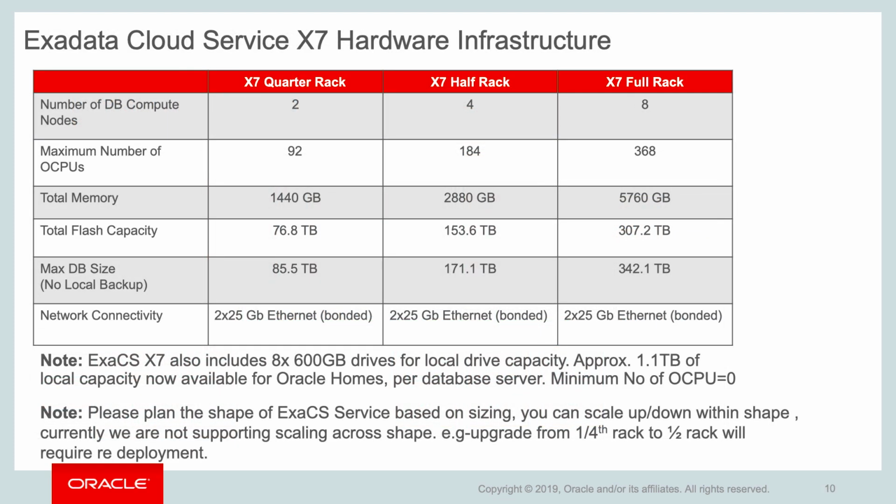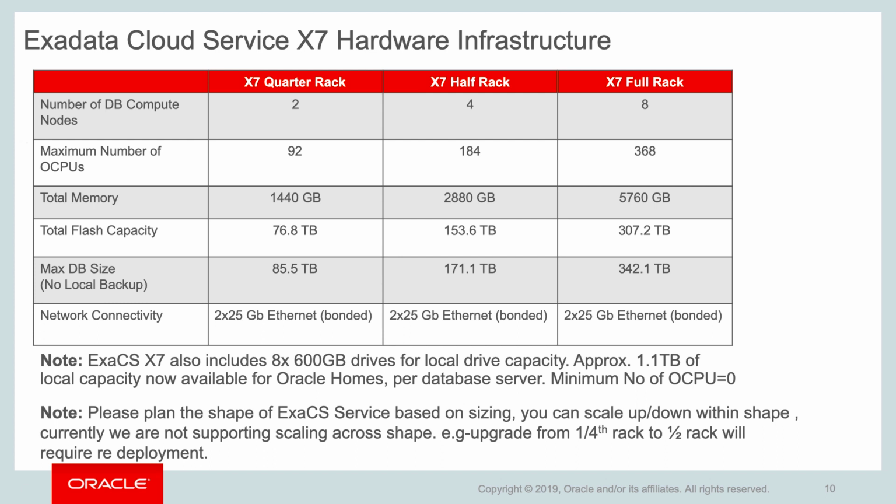Now we will take a look at what Exadata Cloud Service X7 provides in terms of hardware infrastructure. In this example, we are looking at three different configurations: X7 quarter rack, X7 half rack, and X7 full rack. The X6 version of Exadata Cloud Service is also available in Oracle Cloud Infrastructure. So for simplicity, we are going with the latest, which is X7, and we'll discuss what a customer is going to get when they provision these cloud services.